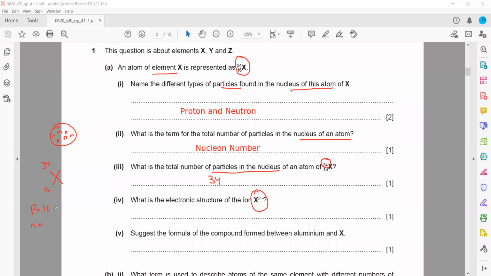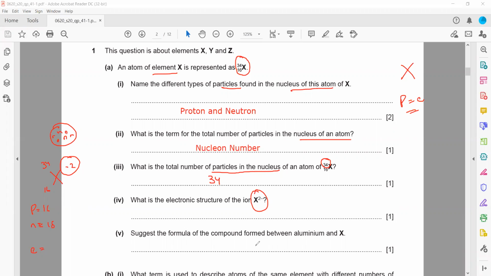Charge is minus 2. It means it has 2 extra electrons. If it has 16 protons, how many electrons should be there? It's not a neutral atom. A neutral atom will have an equal number of protons and electrons. But because it has a charge of minus 2, it will have 2 extra electrons, so it will be 18 electrons. So we have to arrange 18 electrons.